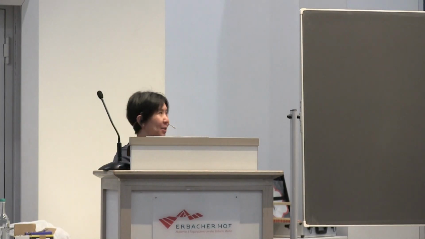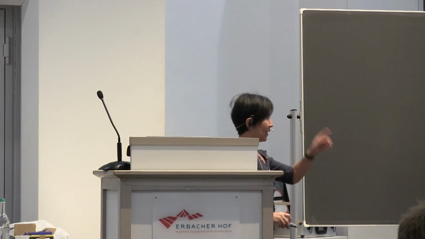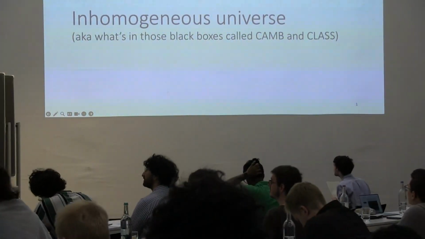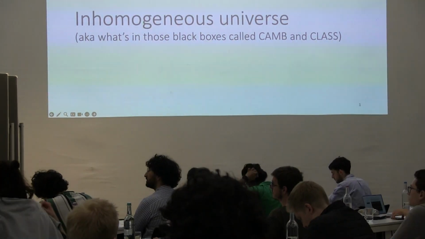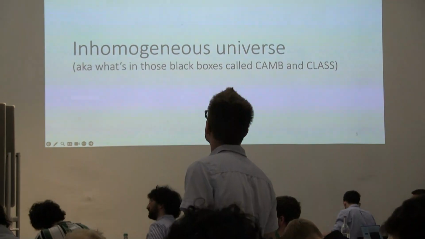Okay, so here we are again, and I'm telling you about the inhomogeneous universe, and I've given it a subtitle. At least that's how I understood my brief anyway. And the subtitle is what is inside those black boxes called CAMB and CLASS. Some of you probably know what CAMB and CLASS are. They're basically codes that allow you to compute things like the present-day matter distribution and the CMB anisotropies.